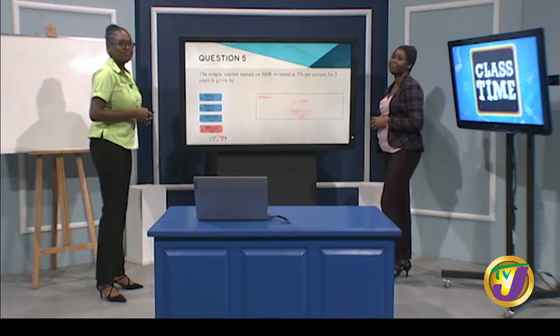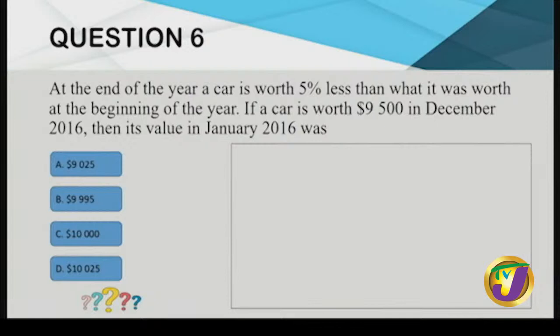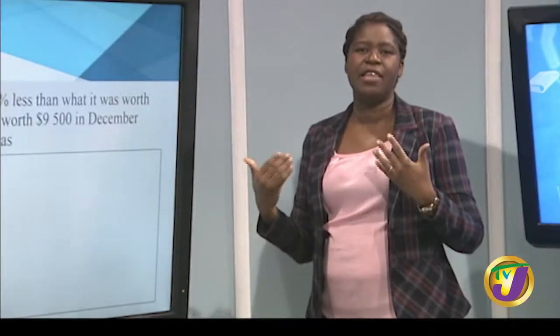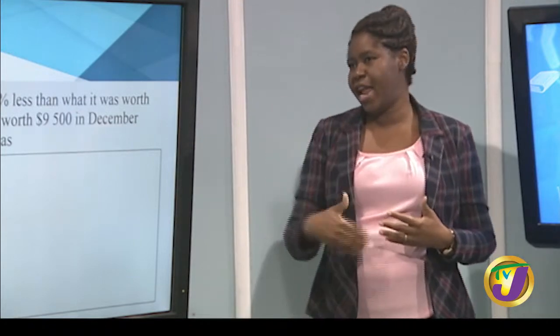D. So now question 6. Go ahead, Nikisha. All right. So at the end of the year, a car is worth 5% less than what it was worth at the beginning of the year. So if a car is worth $9,500 in December 2016, that's the end of the year, then its value in January 2016, same year, was... So we're looking at depreciation, right? Yes, because with cars, with motor vehicles, they lose value annually. They do not cost the same at the end of the year.